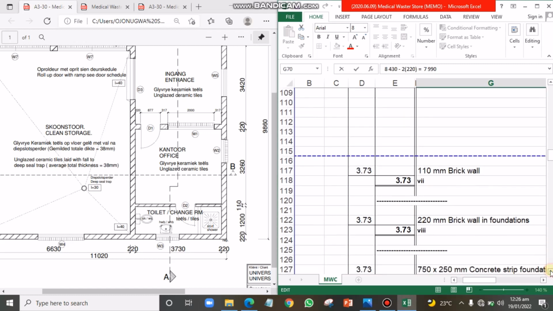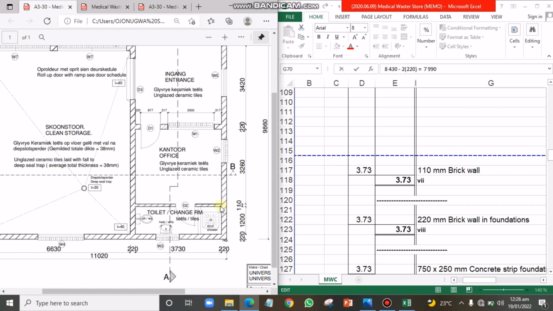We are still in our collection. This is for 110 brick wall, and the length of the 110 brick wall is the same as the length we have for this 220 at this shorter part. So from this point to this point is giving us 3,730. So that is why the length for this 110 brick wall is still 3.73.